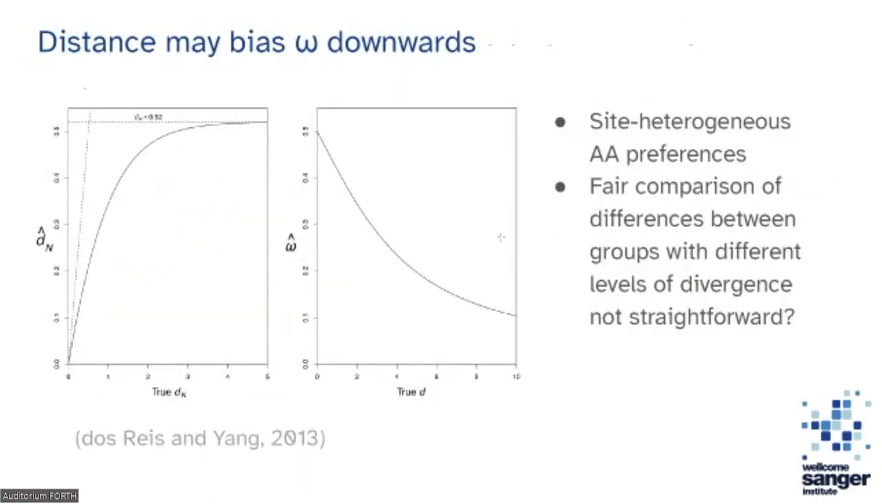It's known that when amino acid preferences in proteins are site heterogeneous, and you try to compare a pair that's very diverged, you will tend to underestimate the non-synonymous divergence and therefore omega as well. And there's all sorts of other things going on here. There are deletions, and we don't typically account for those in our models.